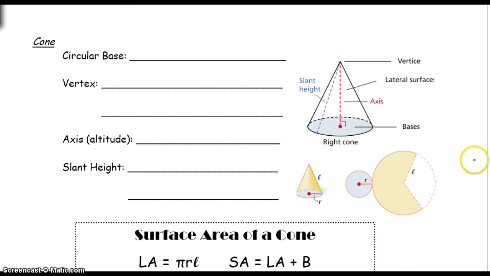So we're going to talk about some cones here. So it comes to a point, right? So a cone has a circular base, right? Right here is the circular base. And remember that the area of a circle is pi r squared. Just don't forget. The vertex is the point at the top. So this little point up here is the vertex. And I call it the point at the top.